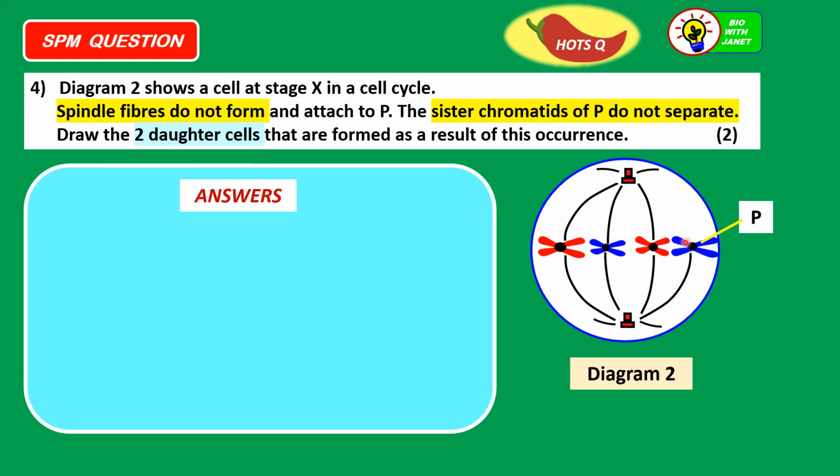And there's no sister chromatid of P pulled to the upper pole, right? So by now you should be able to predict what the 2 daughter cells will look like. So try and draw the 2 daughter cells that are formed. Okay? So pause the video for a while, and then after that we can discuss the answer. Okay, let's look at the answer.